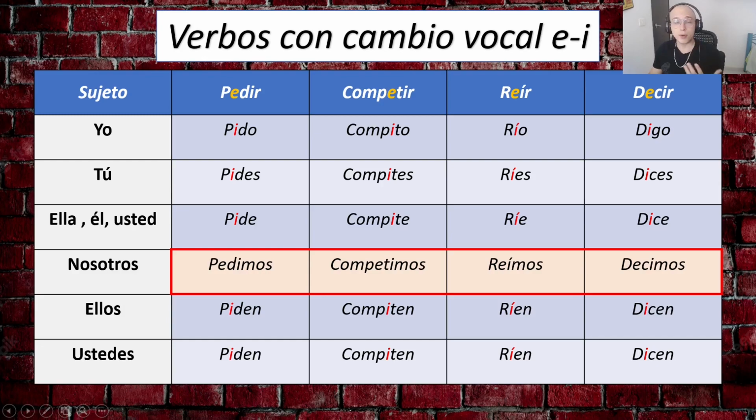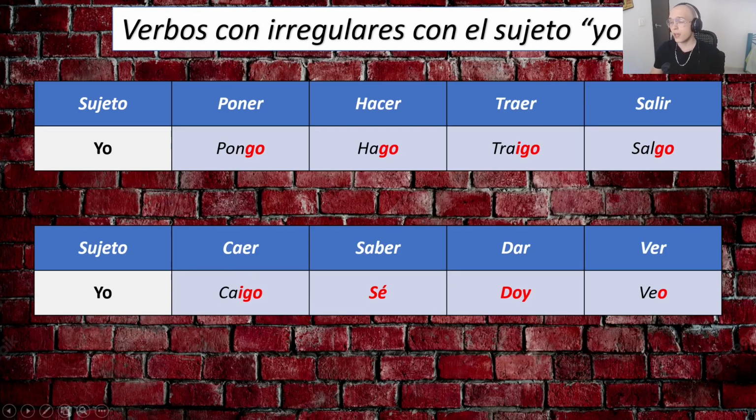And now, the last form of irregular verbs are this group. These verbs in particular are only irregular for the subject yo, when you talk about yourself. So, only for yo, they'll have this change. For example, poner, to put something in a place, yo pongo. Repeat, yo pongo. But for all the other subjects, they will behave as a normal regular verb. Yo pongo, tú pones, ella pone, nosotros ponemos.